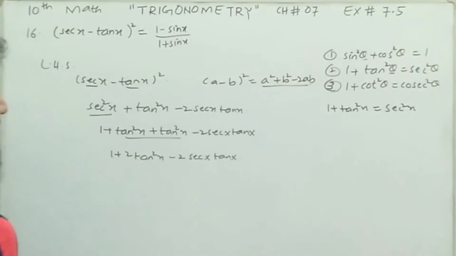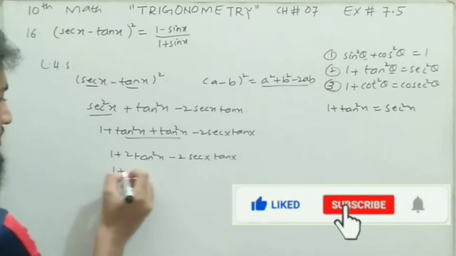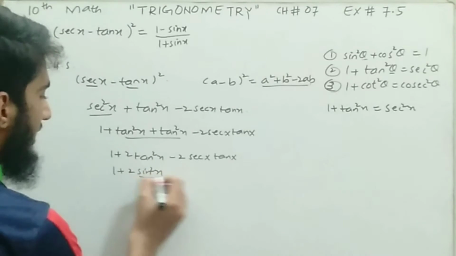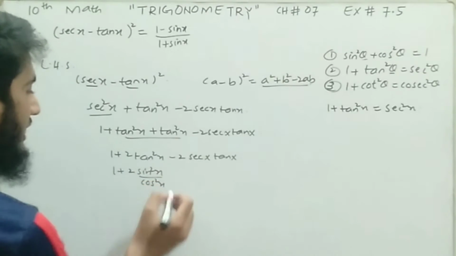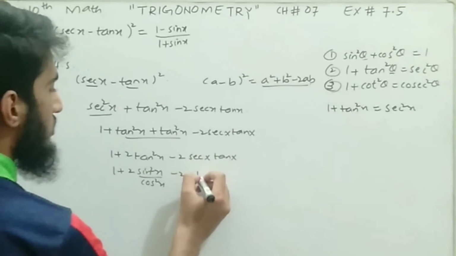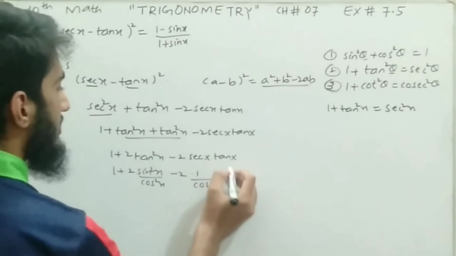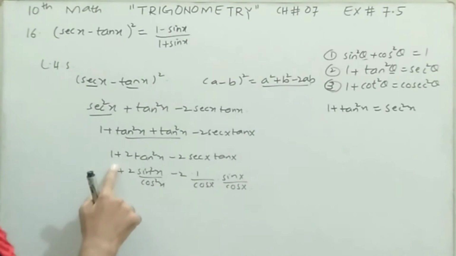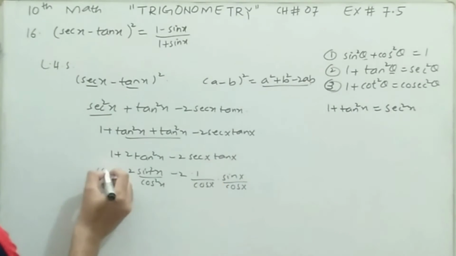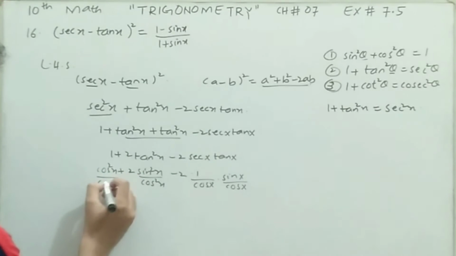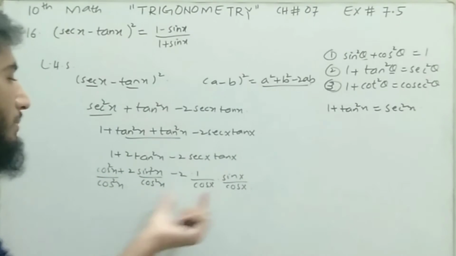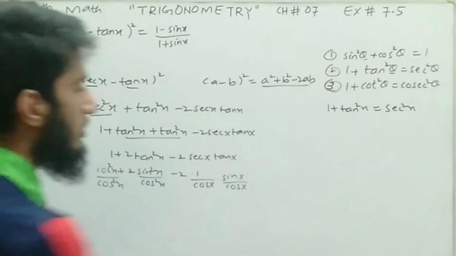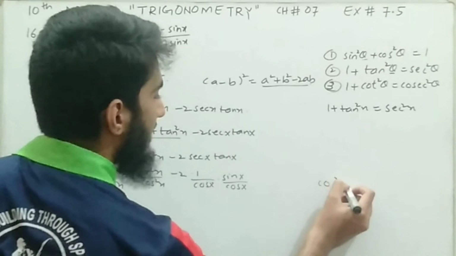Now after this, we can write 1 plus 2 times tangent x, where tangent x is sin x over cos x. So it becomes sin square x over cos square x because of the square. So sin square x plus cos square x, and minus 2 times secant, which is 1 over cos x, and tangent, which is sin x over cos of x. Now over here I replace 1 with cos square x over cos square x. Why? Because I make the denominator the same in the whole expression. So the denominator over here is cos square x and cos square x, so we can take the LCM cos square x.